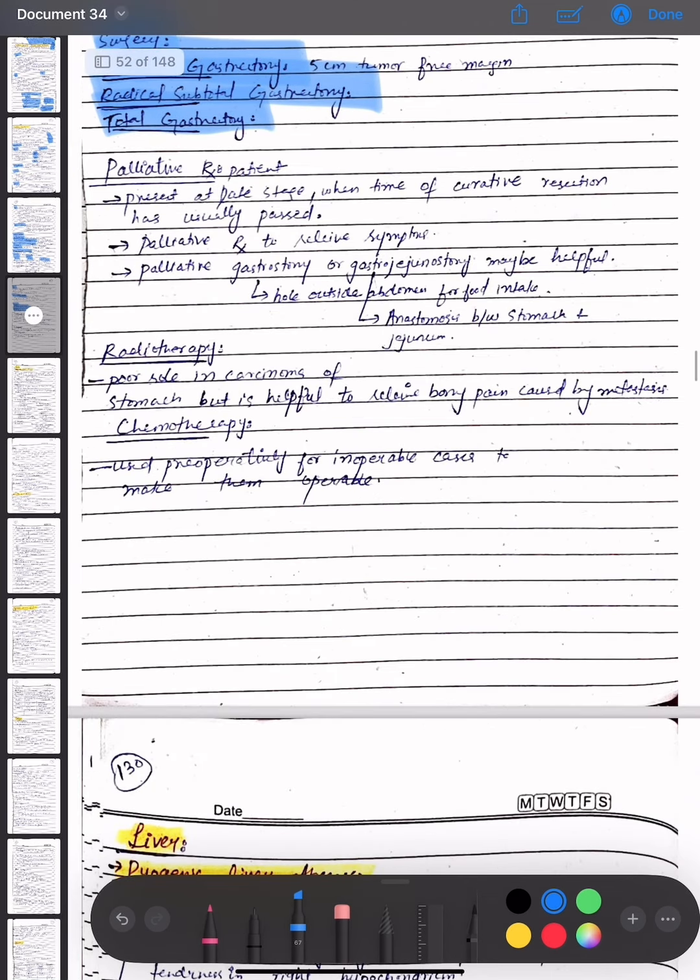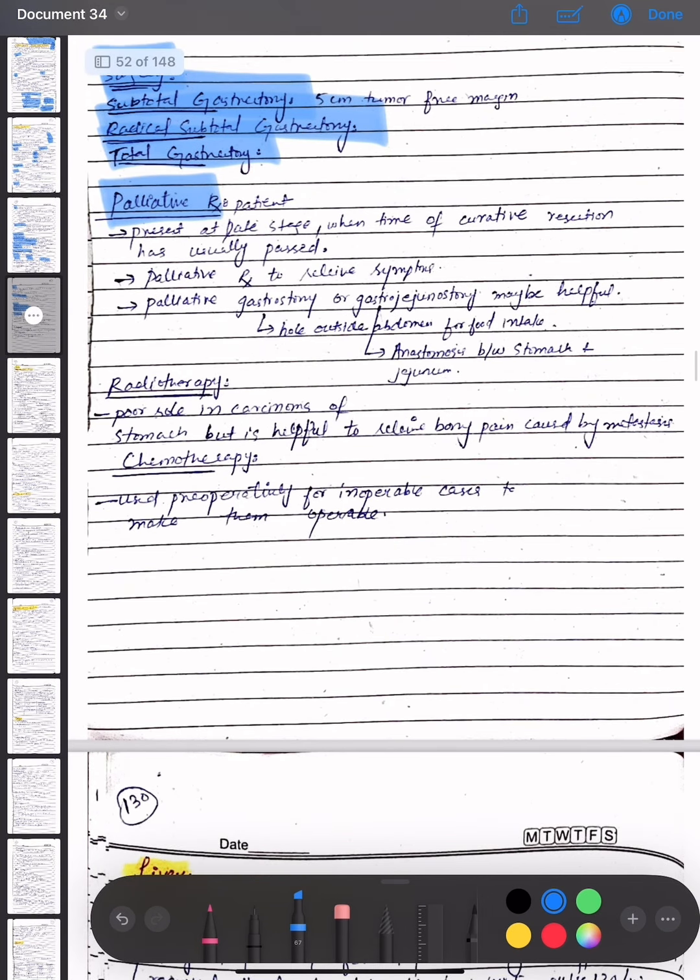Palliative treatment: patients present at late stages when the time for curative resection has usually passed. Palliative treatment is to relieve symptoms. Palliative gastrostomy or gastrojejunostomy may be helpful. Gastrostomy is a hole outside the abdomen for food intake; gastrojejunostomy is an anastomosis between the stomach and the jejunum.